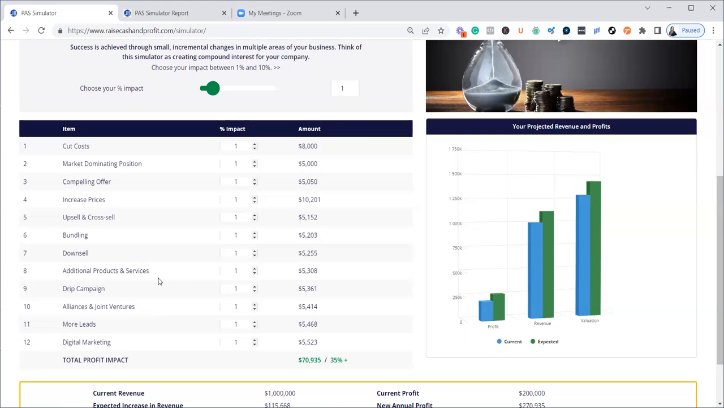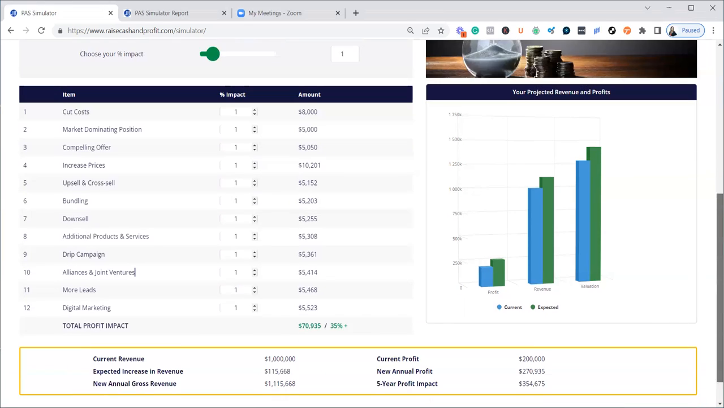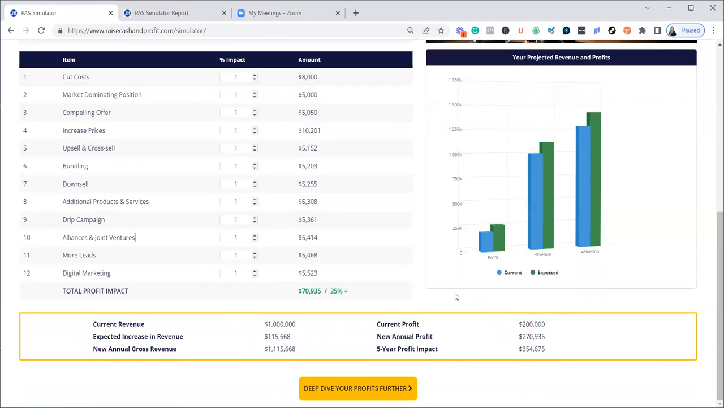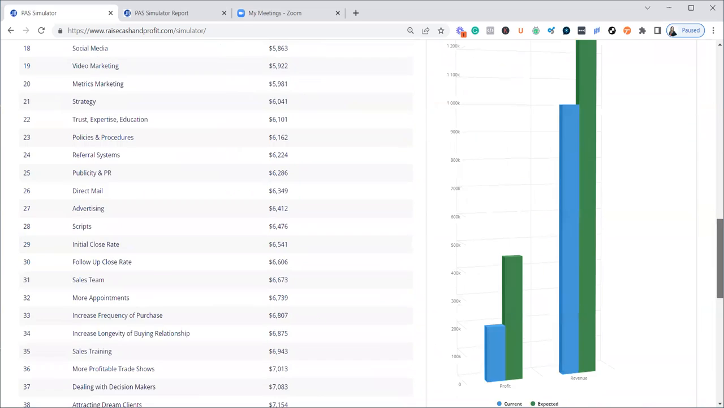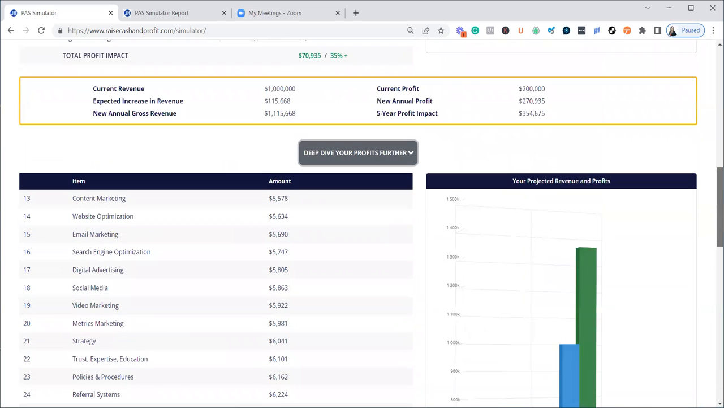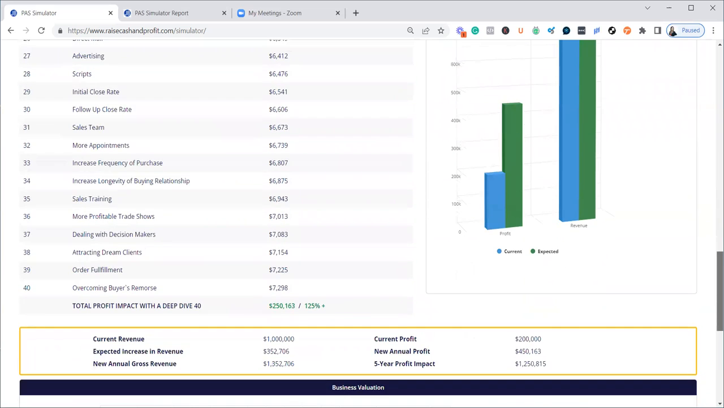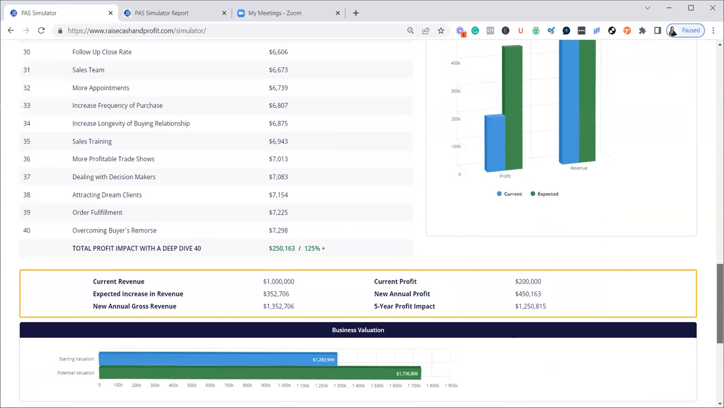You will see the summary at the bottom of the page. And if you click deep dive your profit further, you will open a whole section below that will lead to 28 additional areas of impact for a total of 40 areas. The simulator is just one tool in our toolbox. We have a lot of lead generation and profit acceleration tools in our arsenal that will be very helpful for your practice or business.